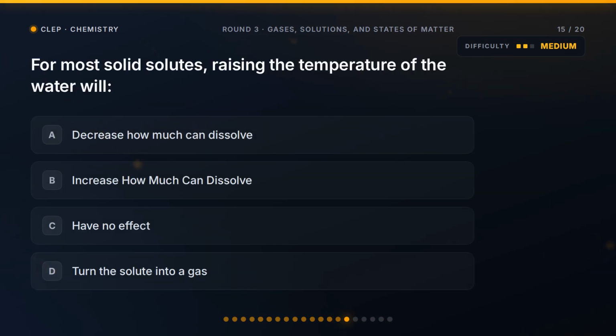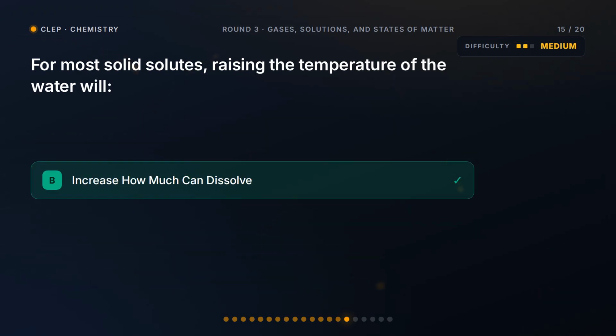Question 15. For most solid solutes, raising the temperature of the water will A. Decrease how much can dissolve. B. Increase how much can dissolve. C. Have no effect. D. Turn the solute into a gas. The answer is B. Increase how much can dissolve.